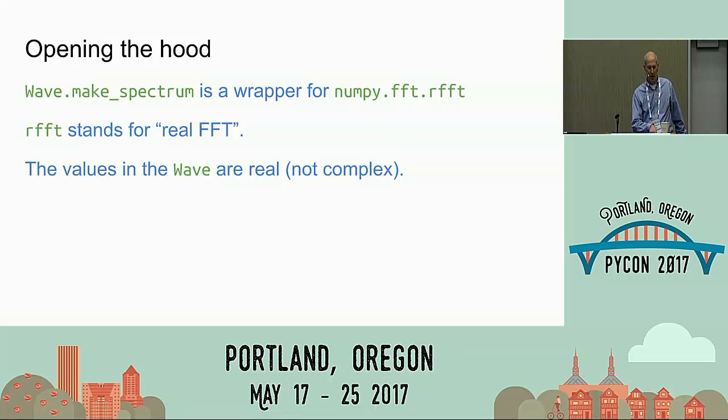The function that we called, which is the wave class, provides make spectrum. It's just a wrapper around numpy.fft, which is the package that contains all the Fourier transform stuff, and RFFT is for real. The R stands for real as opposed to complex. By and large, if you take a measurement from the real world, the result is a real valued thing. So sound recordings are basically real, not complex signals. That's why we're doing that.